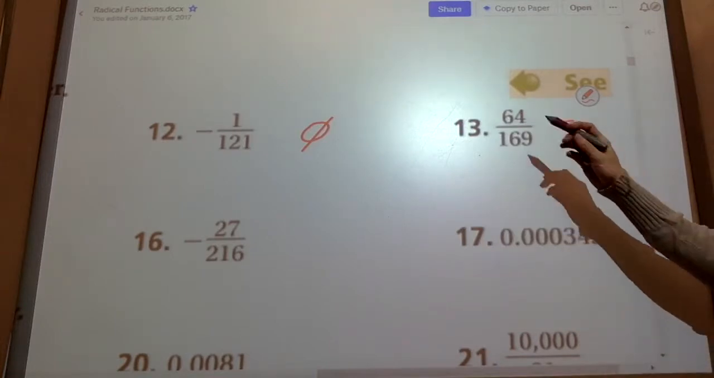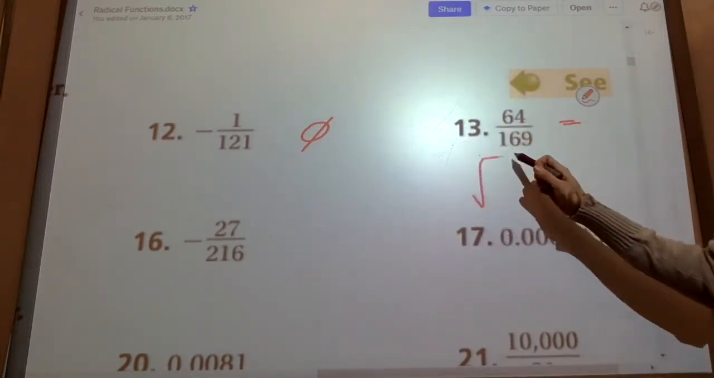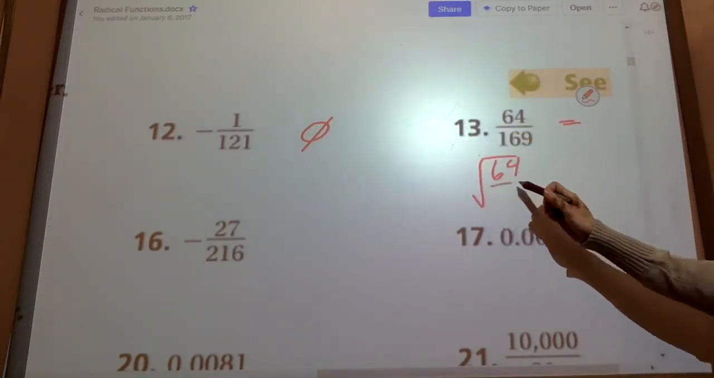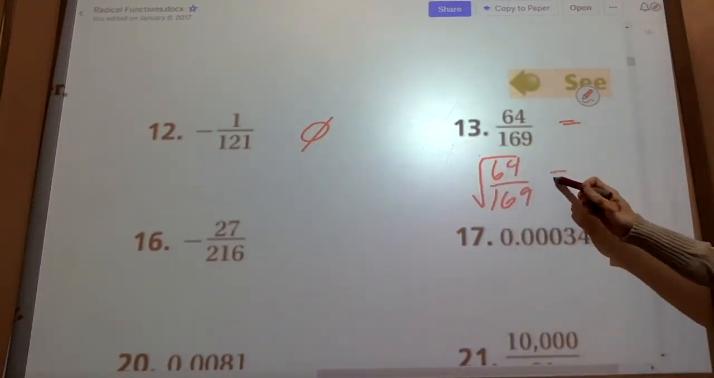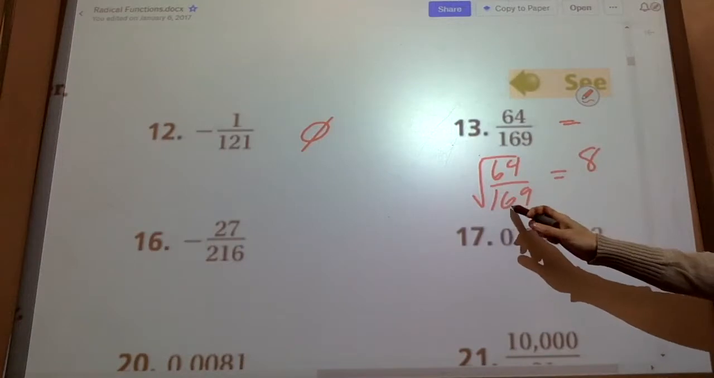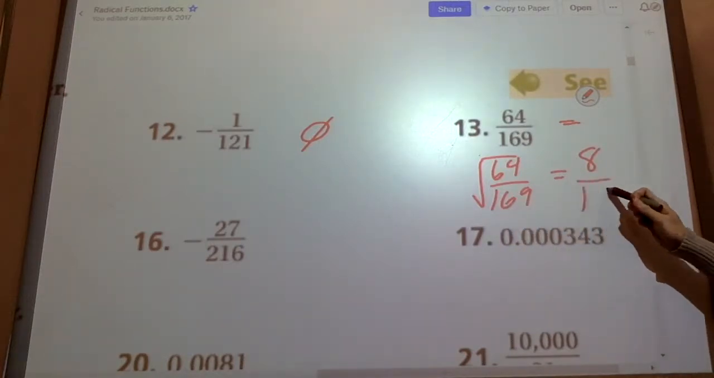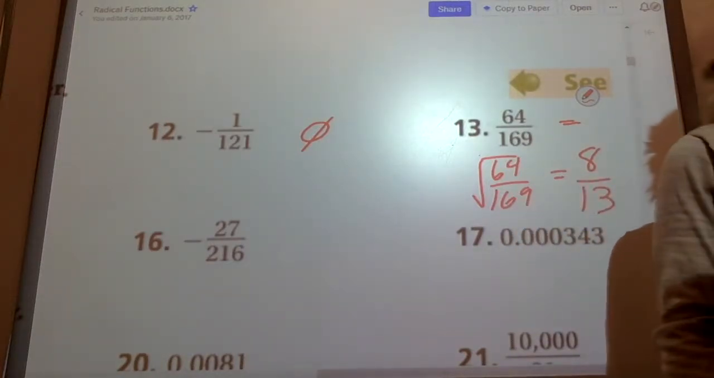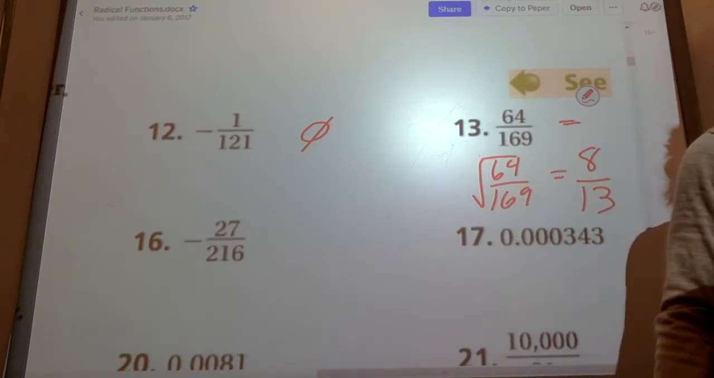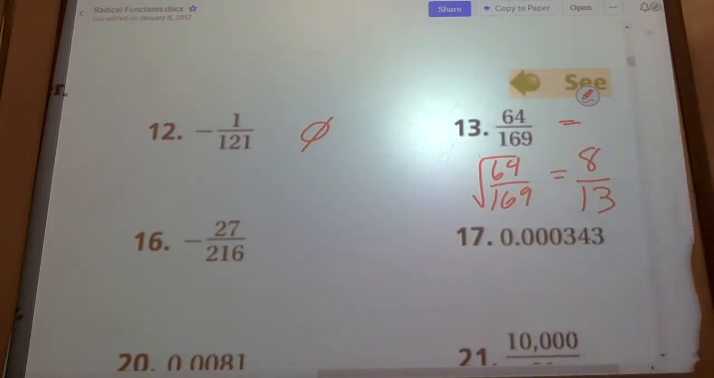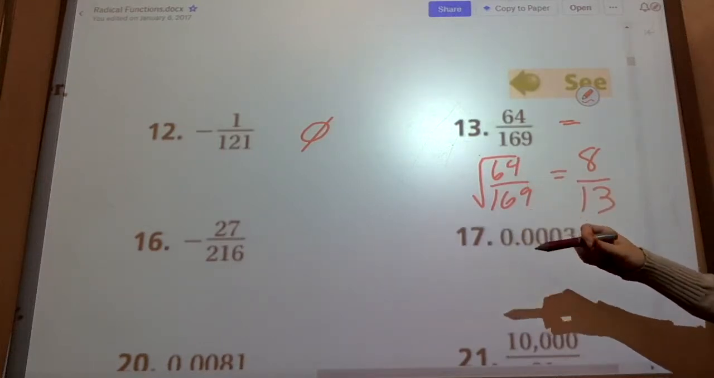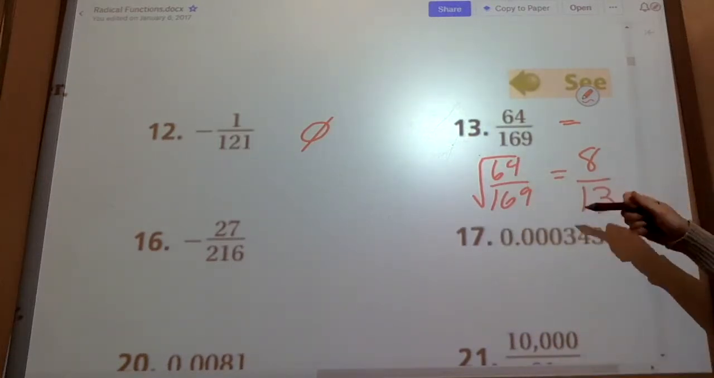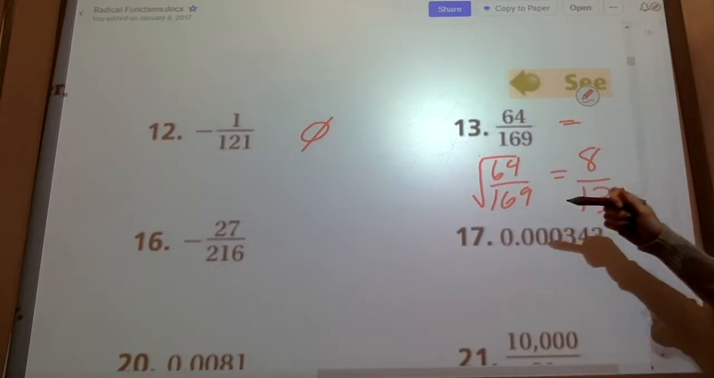When you're doing a fraction, you can square root the top and square root the bottom. What's the square root of 64? What's the square root of 169? 13. And if you didn't know that, you can use your calculator and go square root 64 divided by 169, push enter, and it'll give you a decimal. But how do we convert decimal to fraction?